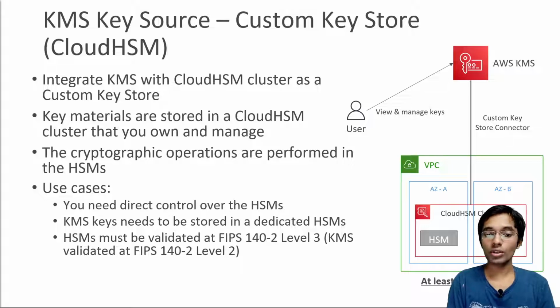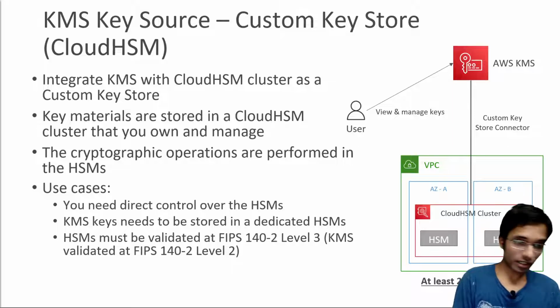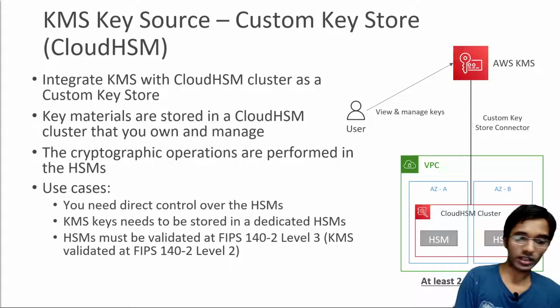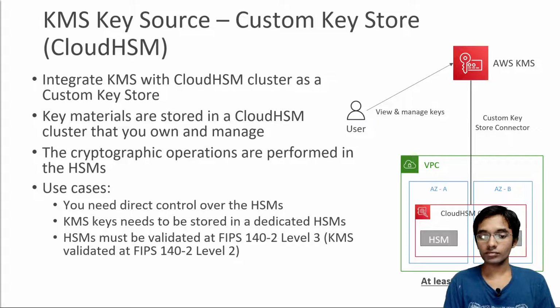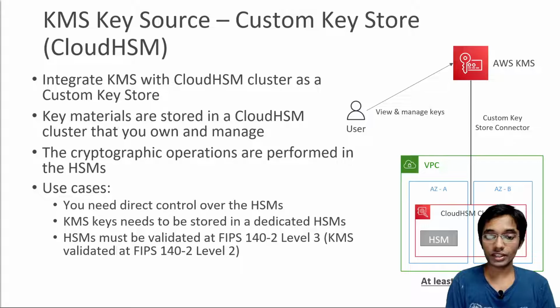So this is the architecture. You have your CloudHSM cluster with two AZs, and it is directly connected to KMS. You have at least two HSMs for high availability. And then you can integrate with KMS, and the users can still use the KMS API to view, create and manage the keys. But behind the scenes, you know for sure that KMS will be using your CloudHSM cluster for all the cryptographic operations and for storing and retrieving these keys.